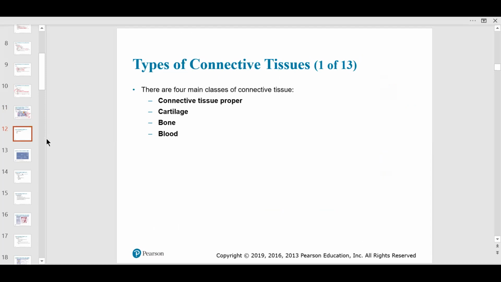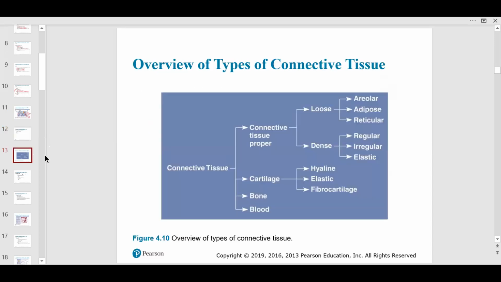And these are specialized. The cartilage, bone, and blood are specialized. So connective tissue proper, loose, and dense. And then subcategories. Look how nice this is. This is a perfect thing. This is the second thing you should look at. Okay, remember these. Go in here.